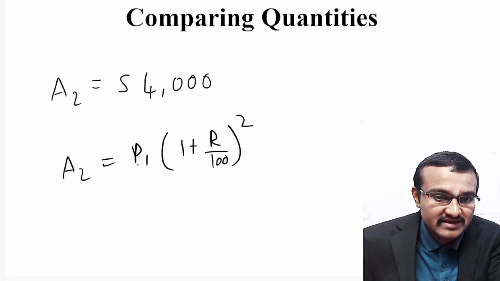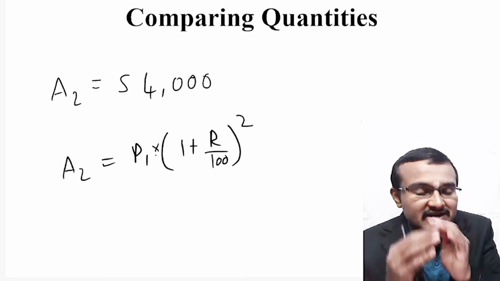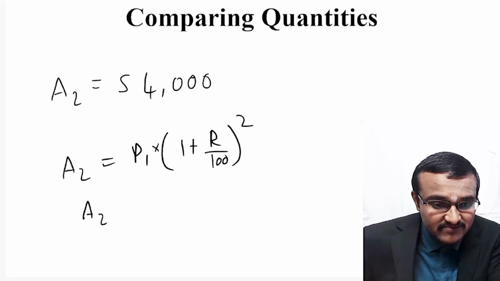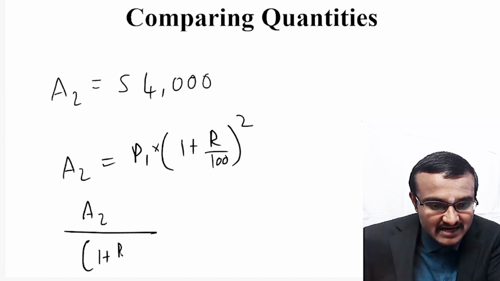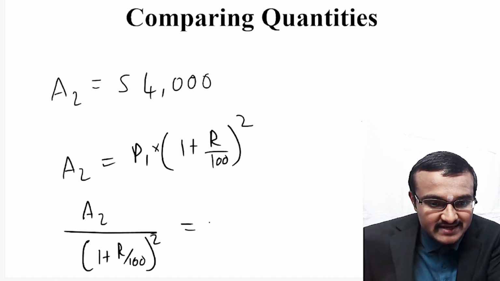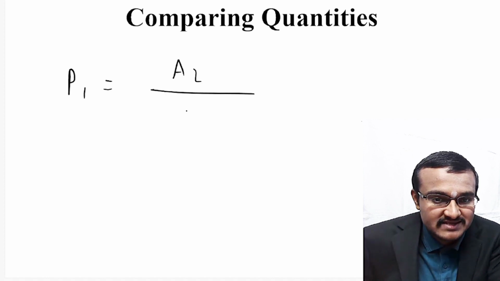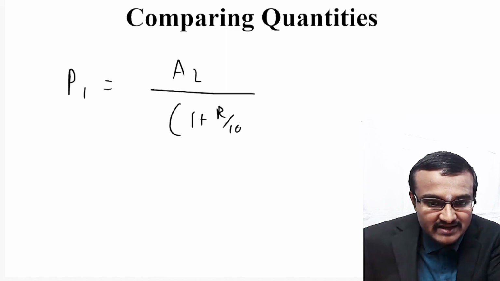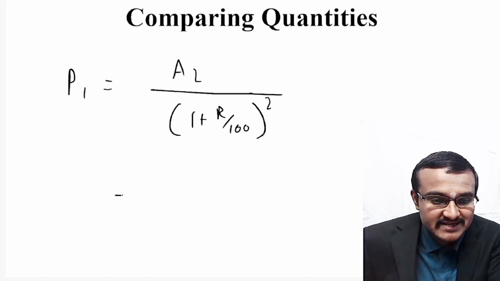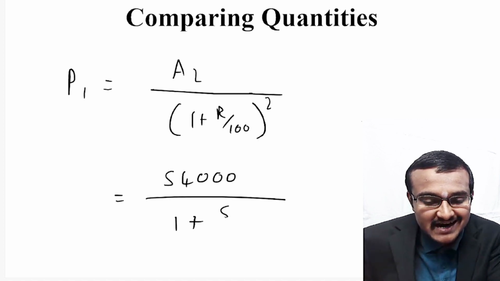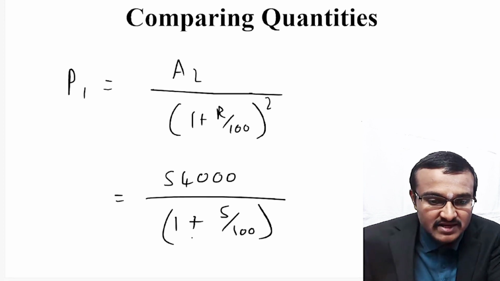So A2 is equal to P1 into (1 plus R by 100) power 2. We will take this (1 plus R by 100) power 2 to the other side. When you take that across, it becomes A2 divided by (1 plus R by 100) whole square, which is equal to P1. So P1 is A2 divided by (1 plus R by 100) whole square. What is A2? A2 is 54,000, divided by 1 plus R. What is R? R is 5%, that is 5 by 100, whole square.